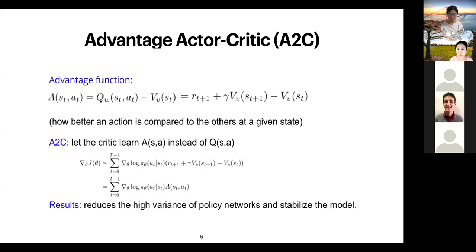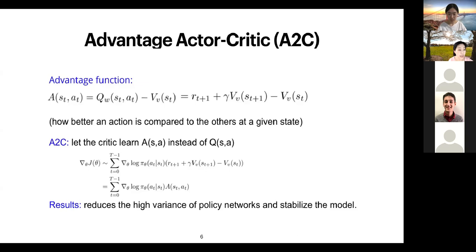Okay, so if you think about a simple Bellman equation kind of thing, then you can write this Q(ST, AT) as R(T+1) plus gamma V(ST+1), right? In expectation, they should be the same. Like Yanchao is saying here, this is how much better an action is compared to the others at a given state. Okay, so A2C basically is a very simple idea. It's using the advantage function in this actor-critic framework we learned before. So you just let the critic learn A instead of Q.